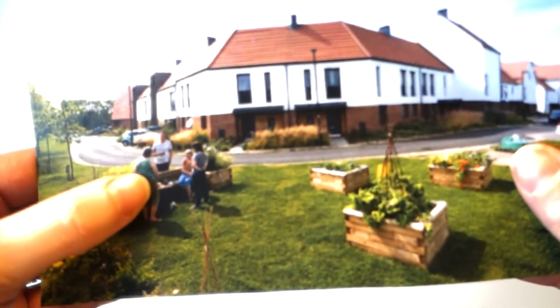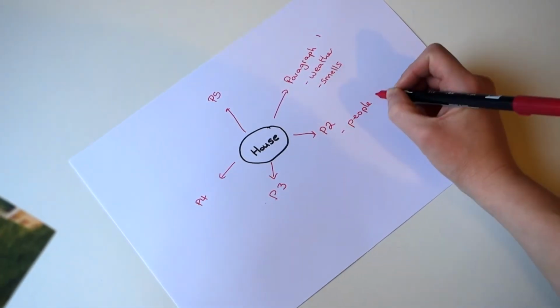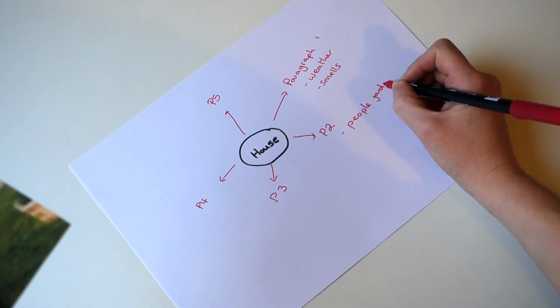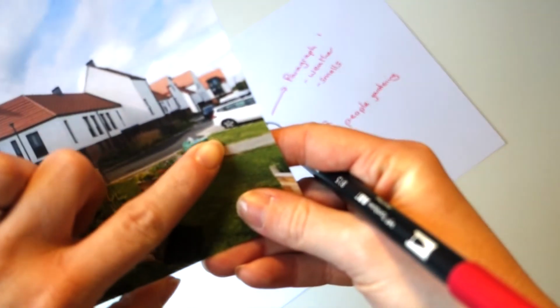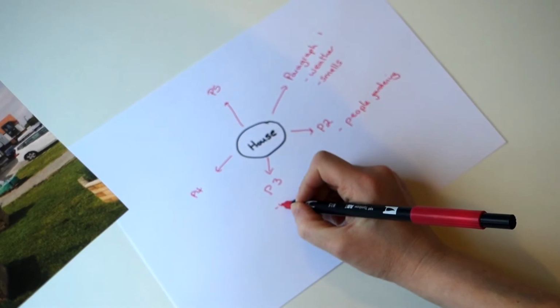Paragraph 2, I'm going to focus on these people down here and what they're doing. So paragraph 2 is going to be my people gardening. Paragraph 3, I'm going to focus on another detail in the foreground, so I'm going to focus on this white car that's just pulled up.